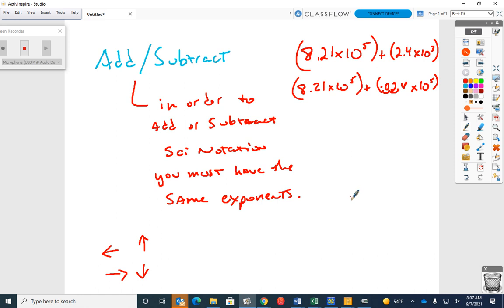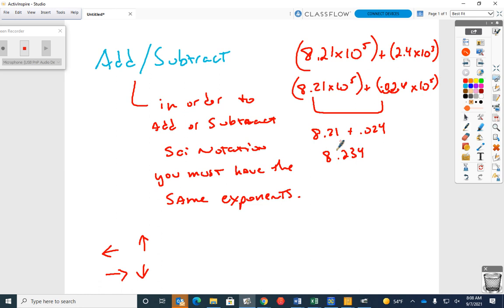Okay. Now I'm in good shape. I can simply put these together. So I'm going to add this and this, 8.21 plus 0.024. Go ahead and do that. And what do you get? 8.234.